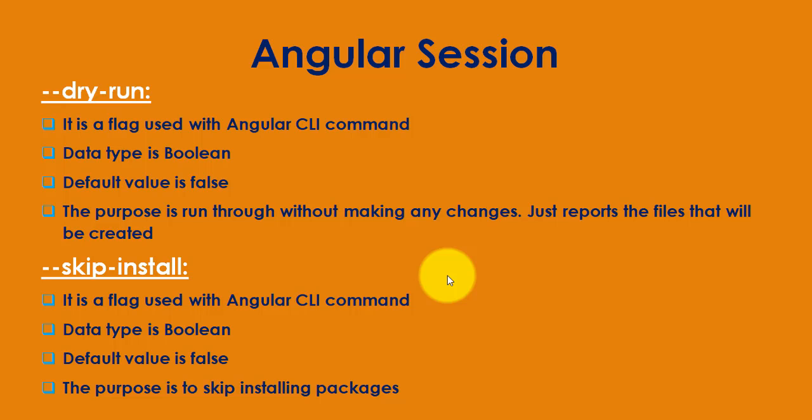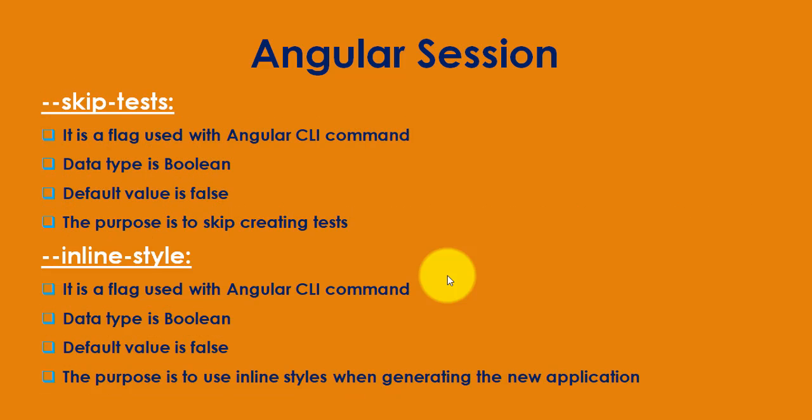The second flag is --skip-install. It is a flag used with the Angular CLI command. The data type is boolean and the default value is false. The purpose is to skip installing packages. The third flag is --skip-tests. It is a flag used with the Angular CLI command. The data type is boolean, the default value is false, and the purpose is to skip creating tests.